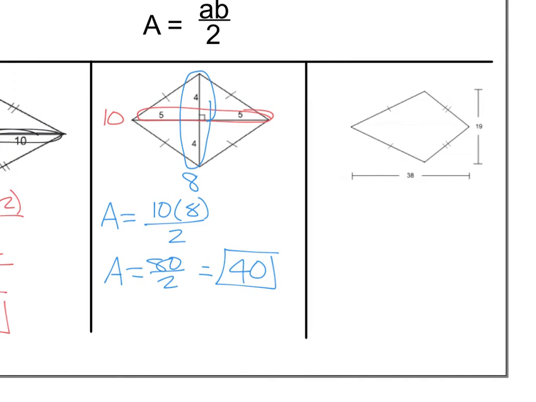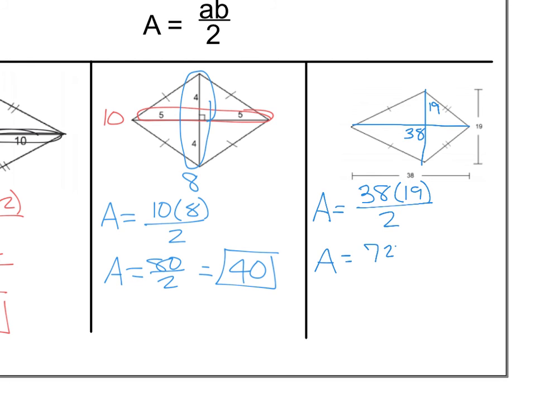All right, and then the last one, sometimes you'll see the diagonal values drawn in outside of the shape. Again, this 38 is representing this diagonal here. The 19 is representing this diagonal there. So you could see this drawn this way as well. So same idea, we're going to take our 2 diagonals. So 38 times 19 divided by 2. So I'm going to do 38 times 19. That'll give me 722. Divide that by 2. And I'm going to end up with an area of 361.